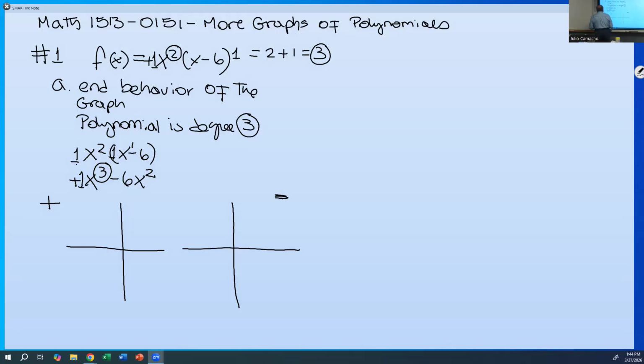All right, if it's an odd function and it's positive, we know that it will rise in the right and will fall in the left. That is the end behavior, because this specific graph is a cubic graph.